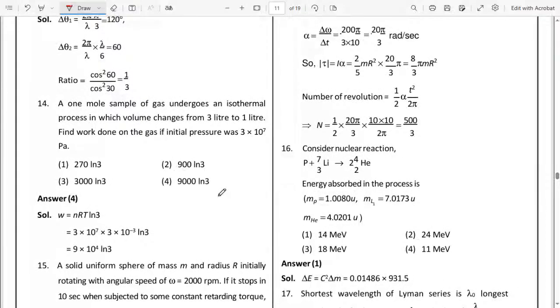Next. Question number 14. A 1 mole sample of gas undergoes an isothermal process in which volume changes from 3 liters to 1 liter. Find work done on the gas if initial pressure was 3 into 10 to the 7 Pascal. So option 4 is correct option, students.